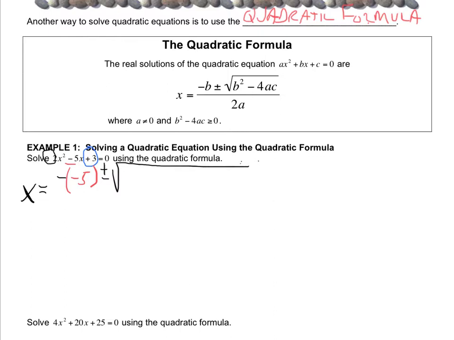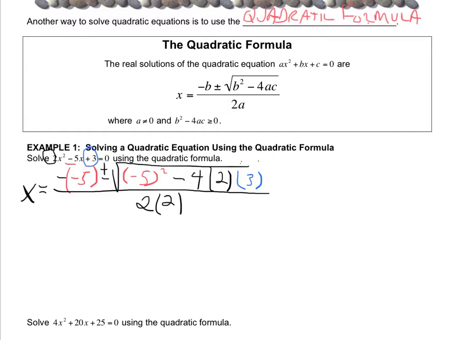I would make a big long radical sign because we have a lot to put underneath there. We are then going to be doing b squared, and again we want those parentheses around the negative 5 to make sure the whole negative 5 is being squared. We're going to do minus 4 times a, which in this problem is the 2, times c, which in this case is a 3. So that is now the top part, or our numerator, plugged in, and down in the denominator we always have 2a, and a in this problem was also a 2.